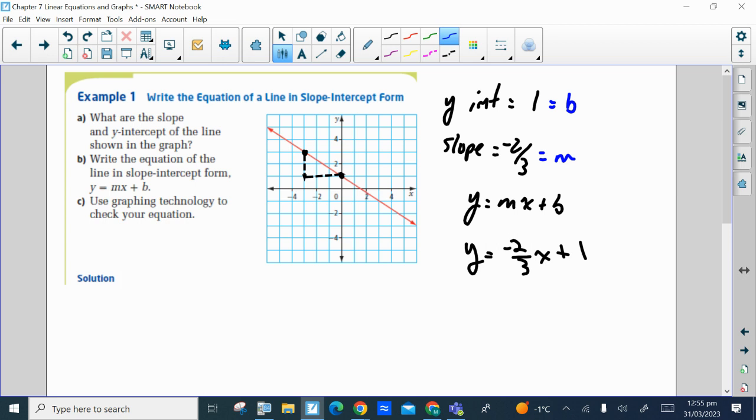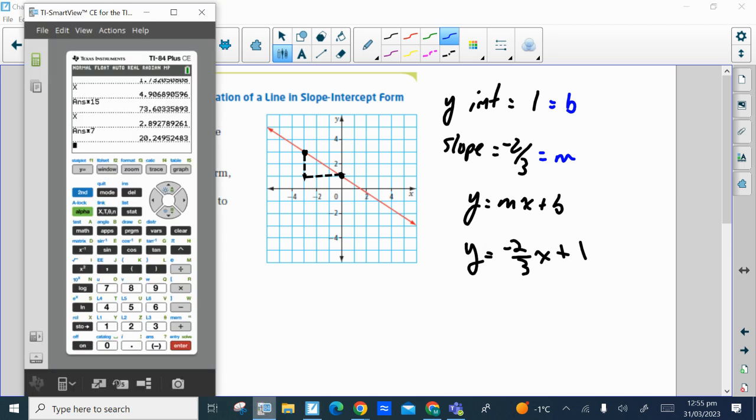Now then it says use graphing technology to check your equation. So if you go to y equals in your calculator, you clear any equations that are in there already. And you input. Now, m, the slope is -2/3. So to put that in there, I'm going to open a bracket, and I'm going to go -2 divided by 3, close the bracket. There's our slope. Then the x key is in that second row from the top, second column, right below the mode, and then plus 1.